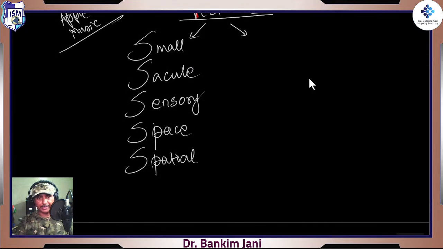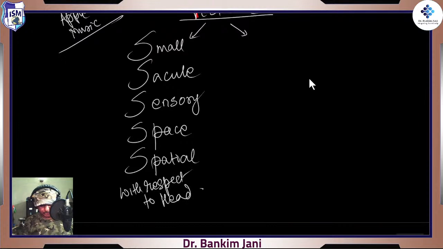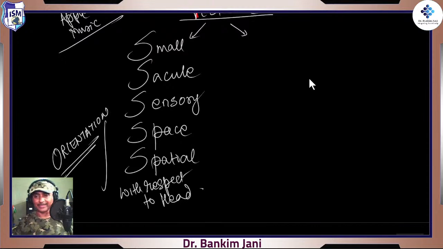Right. Now let's add something to it. What it does is it gathers sensory information about linear movement, that is anything in the vertical plane, with respect to the head. So with respect to the head, everything would be counted, whether the person is lying or standing, right? It will tell what the orientation of the body is with respect to the head. That's why this gives what's called the spatial orientation with respect to the head, how you are placed, right?